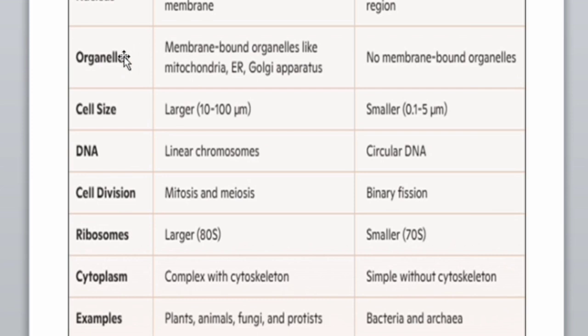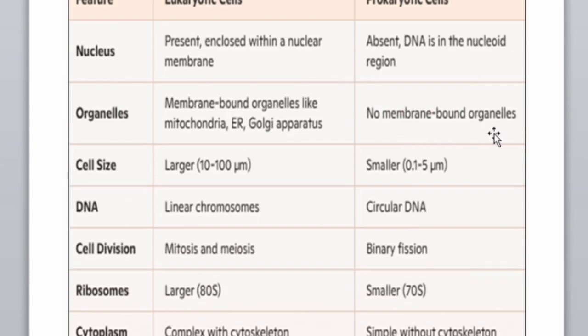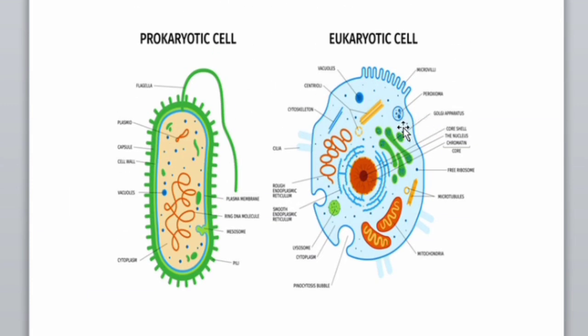Organelles. Membrane bound organelles like mitochondria, endoplasmic reticulum, Golgi apparatus are present, whereas in prokaryotic cell there are no membrane bound organelles. Let's have a look in the cell. In the eukaryotic cell, here you can see that they are membrane-bound organelles, whereas in prokaryotic cell, there are no membrane-bound organelles.